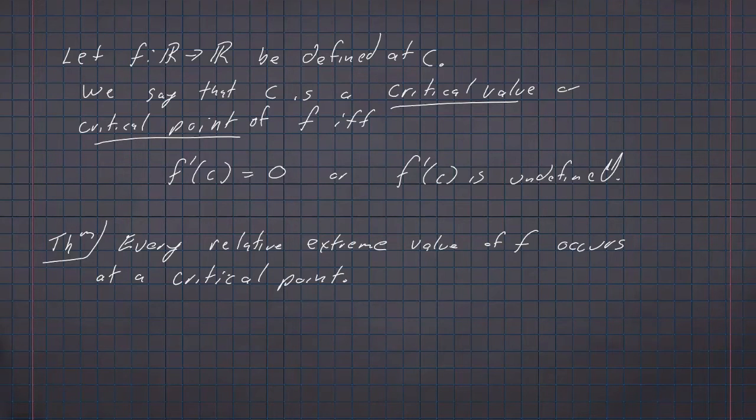And the theorem that I want to introduce you to claims that every extreme value of a function occurs at a critical point, right? Absolute extrema occur in weird places based on the boundaries of the interval in question, but relative extrema always occur at critical points. Careful with this theorem. Every relative extrema occurs at a critical point. Not every critical point is an extrema.